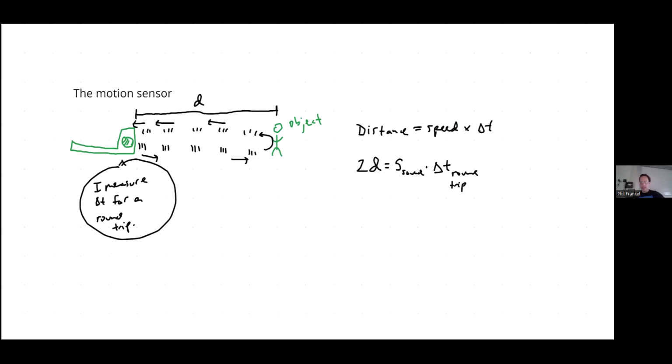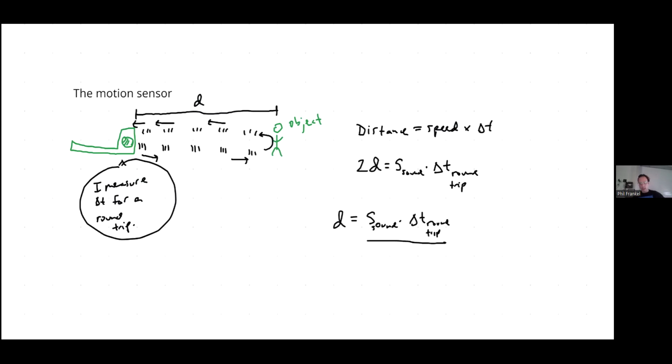So in this amount of time, delta t round trip, the sound pulse travels the round trip distance, 2d, at the speed of sound. Therefore, the detector, which is hooked up to a computer, can just divide each side of this equation internally, so to speak, by 2, and we get that the distance from the detector to the person is the speed of sound times the round trip time divided by 2.